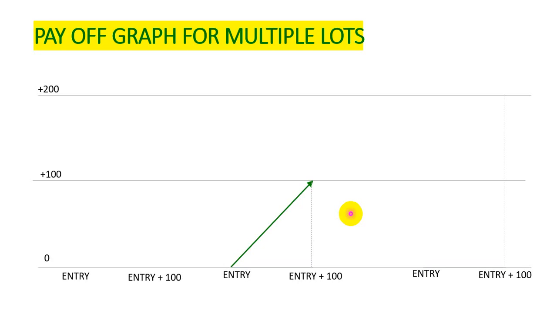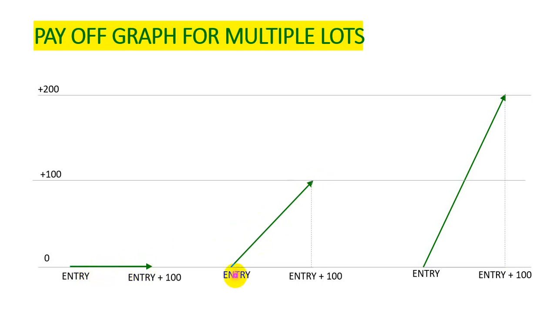100 points. If you buy 1 lot or 1 share of Tata Steel and it increases by 100 points, how much do you get? 100 points. So the slope is 45 degrees. If you buy 2 shares, with the same 100 rupees move, your slope is like this. If you don't buy anything, this is very, very important: nothing will happen. Your payoff graph will remain flat, or unchanged. Okay, it's not 0, it's unchanged.